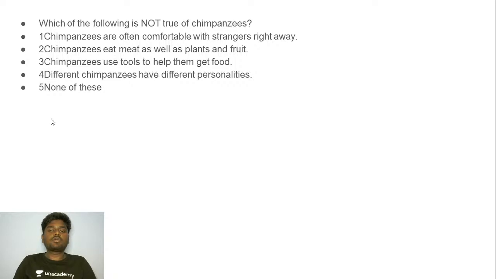And which of the following is not true of chimpanzees? Chimpanzees are often comfortable with strangers, right? Wait, no. Chimpanzees eat meat as well as plant foods. That happens to be the true one. Yeah, is that the case?